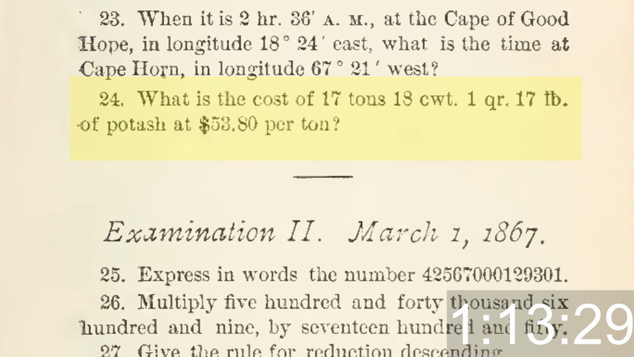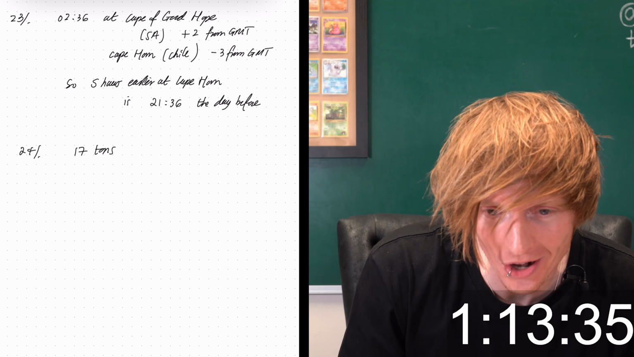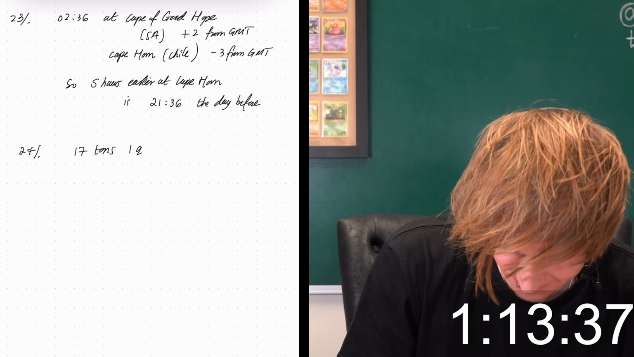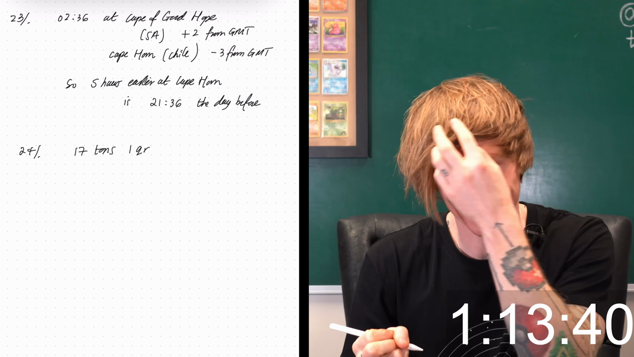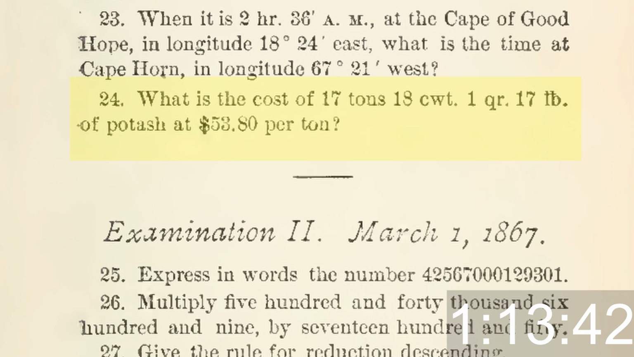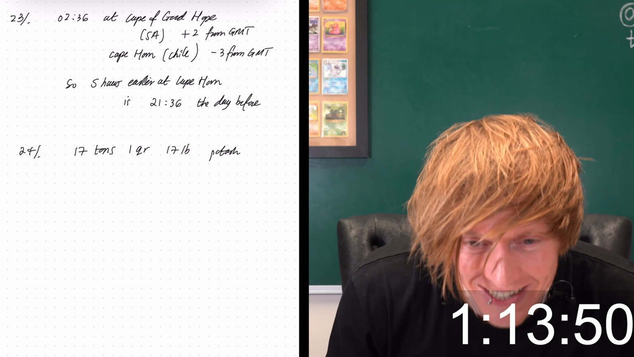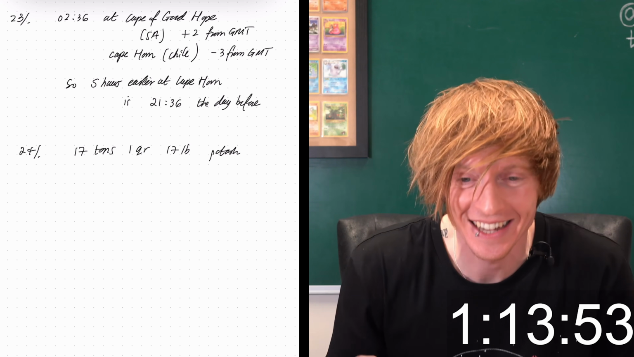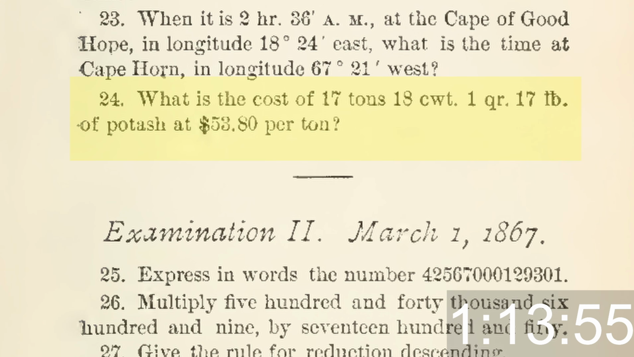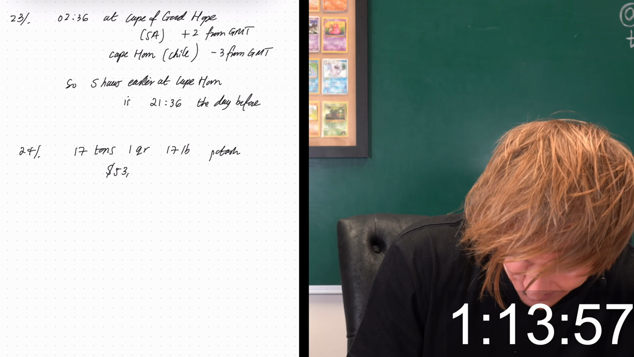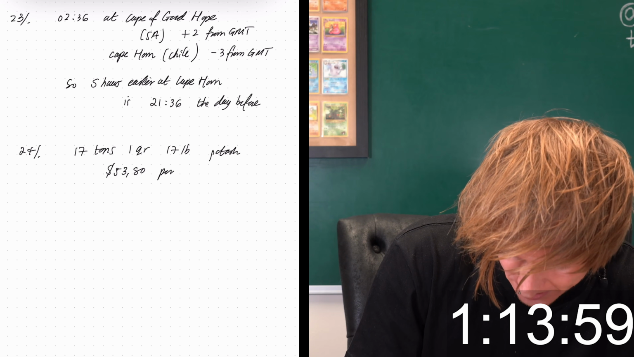All right, last one. What is the cost? Oh, conversion, of course it is. 17 tons 1 quarter 17 pounds of potash. At least I know what these mean now. I've definitely learnt a lot about old imperial units. Oh, amazing. Potash, which is... I don't know what potash is. $53.80 per ton. Amazing.